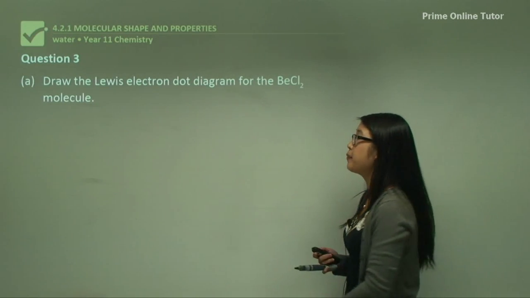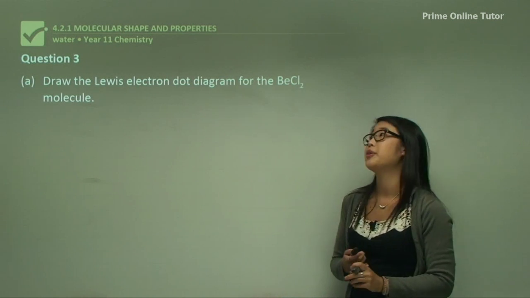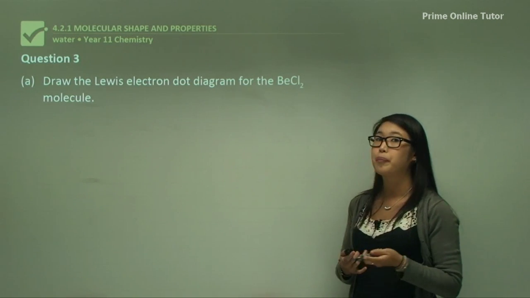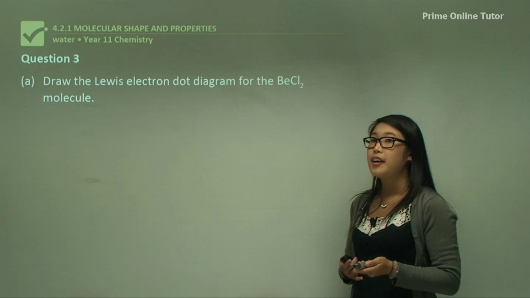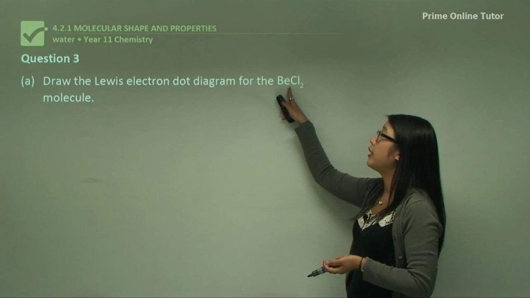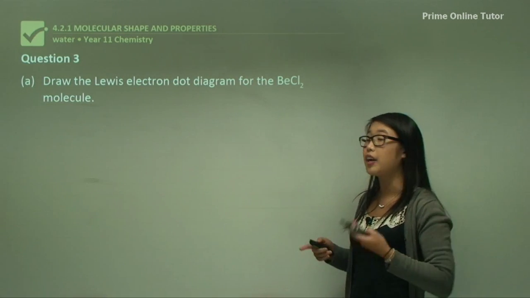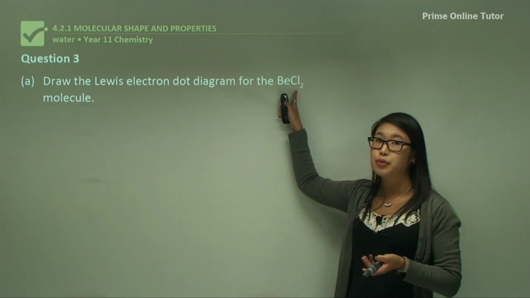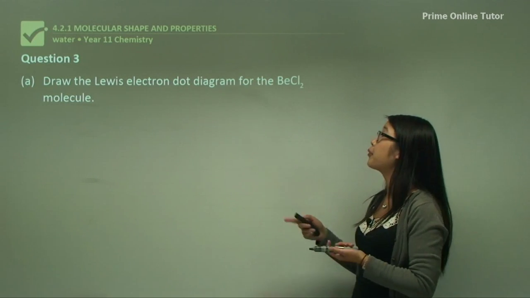So in question 3, we need to again draw the Lewis dot electron diagram for beryllium dichloride. So beryllium dichloride, BeCl2, has three atoms, and because there's 2 chlorine atoms, it's most likely that the beryllium is in the middle.